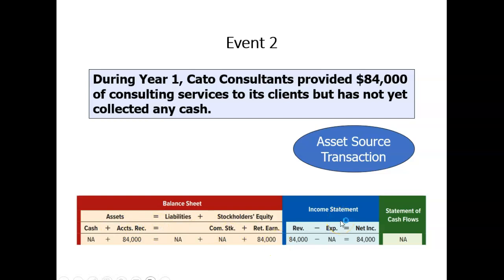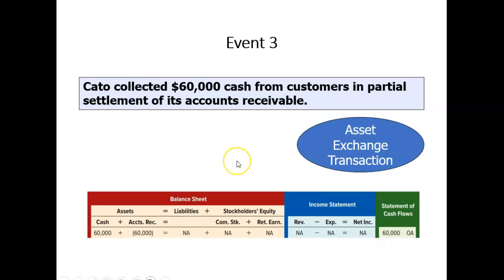On the income statement, we're showing 84,000 in revenue, no expenses, so net income was 84,000. Because cash was not involved, it did not impact your statement of cash flow.